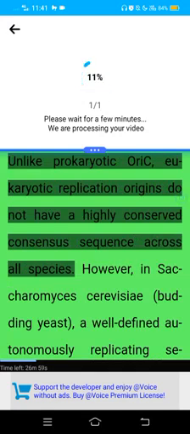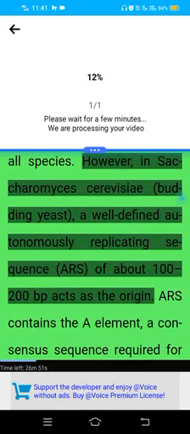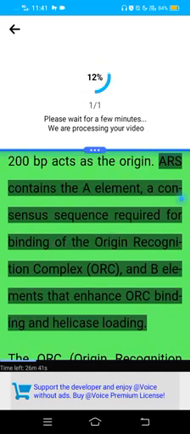Unlike prokaryotic OriC, eukaryotic replication origins do not have a highly conserved consensus sequence across all species. However, in Saccharomyces cerevisiae, budding yeast, a well-defined autonomously replicating sequence, ARS, of about 100 to 200 bp acts as the origin. ARS contains the A element, a consensus sequence required for binding of the origin recognition complex, ORC, and other elements that enhance ORC binding and helicase loading.